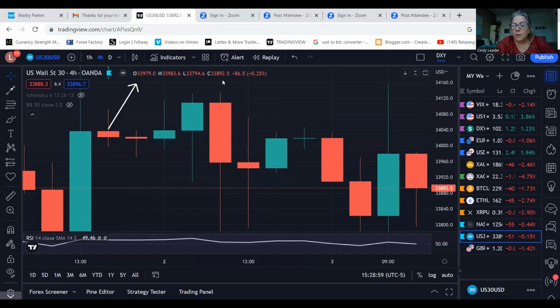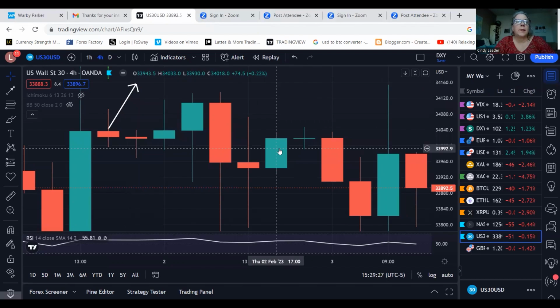It closed at 34,018. So you can see the difference in price. It went higher. That signifies it's a buy candle. That's why my candle here is green, because where it opened is lower than where it closed. So that signifies a buy candle.